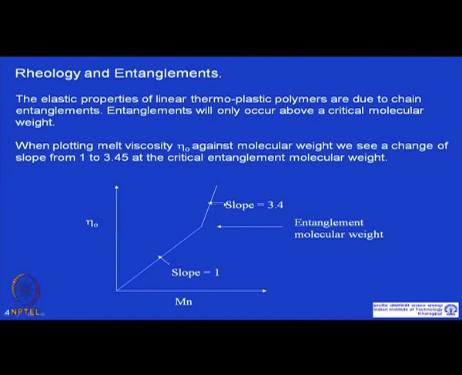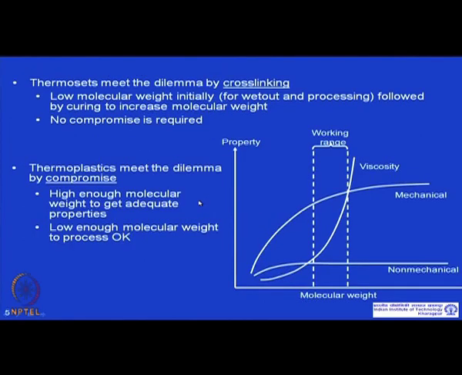Always you want a polymer somewhere just above the entanglement molecular weight, so that it can be processed easily. So, this is a dilemma: which molecular weight should you make? If you make a very high molecular weight, your properties will be higher, but at the same time you lose processability. So, you have to compromise and make the molecular weight somewhere intermediate, so you get the best of both.